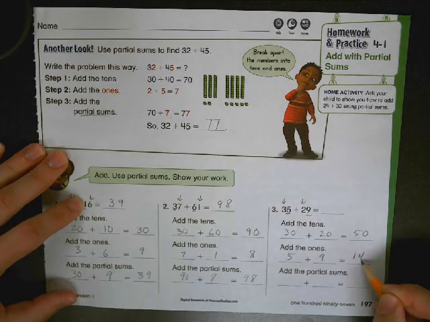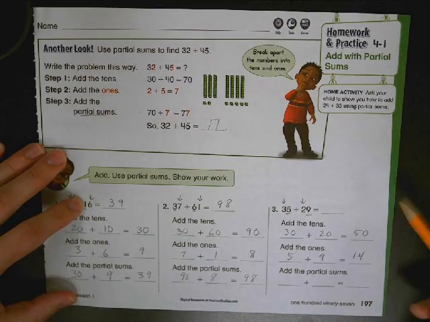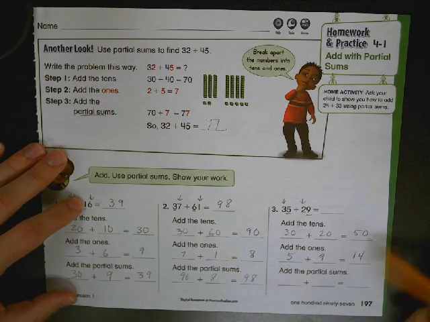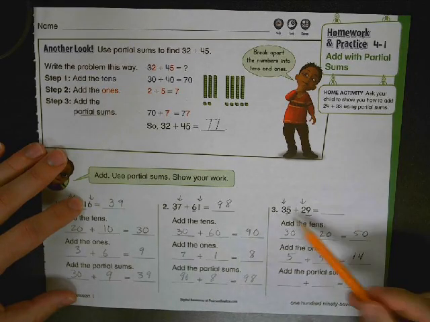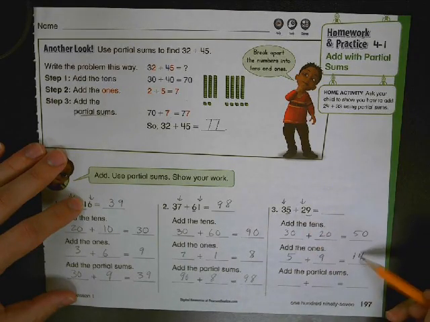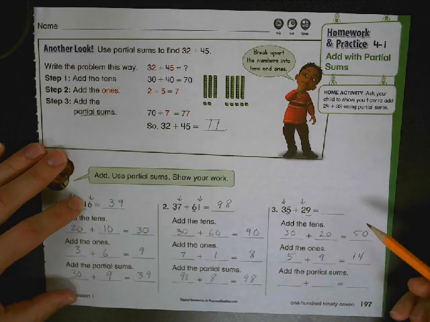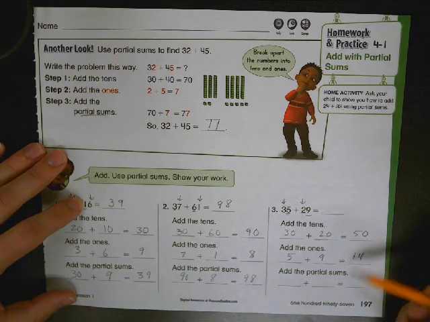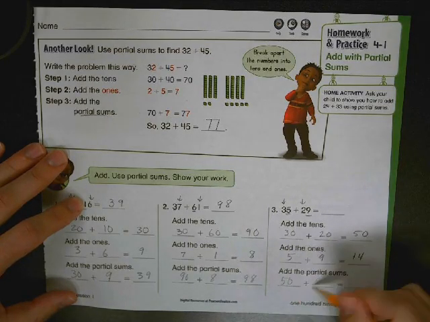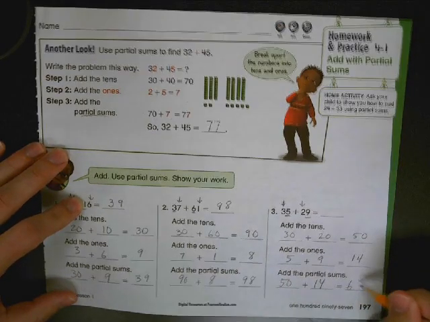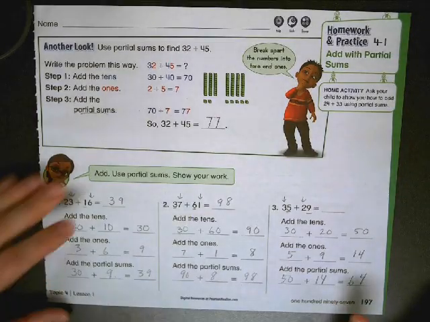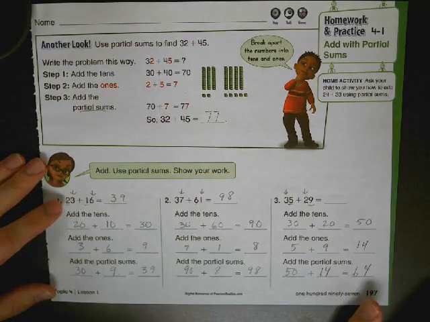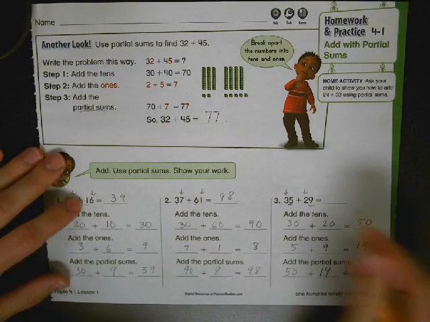Now this is the nice part about partial sums: when there's regrouping with 5 and 9, the 14 is already done for you in the partial sums. If you had to do 9 plus 5, you'd have to take 4 ones and then regroup the 10 into the tens column. It's already done here. So we have 50 plus 14 is 64. That's the benefit of partial sums right there. I forgot to carry this up here.